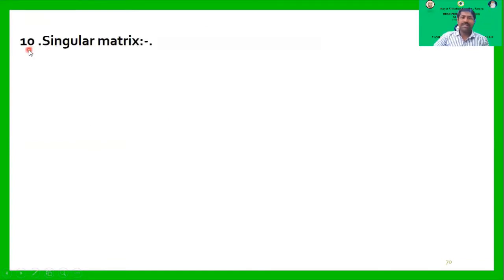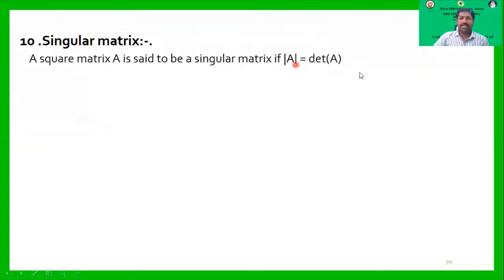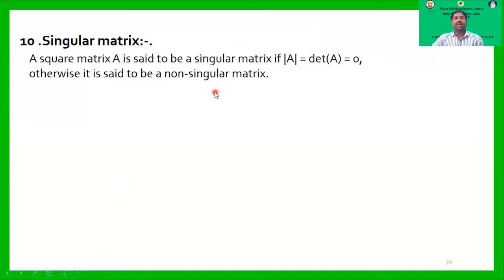Now the 10th type of matrix, singular matrix. A square matrix A is said to be a singular matrix if its determinant value is equal to 0. Otherwise, it is said to be a non-singular matrix.